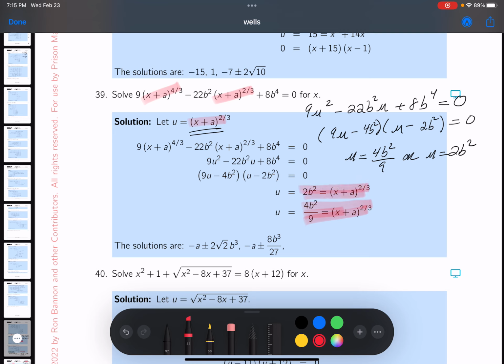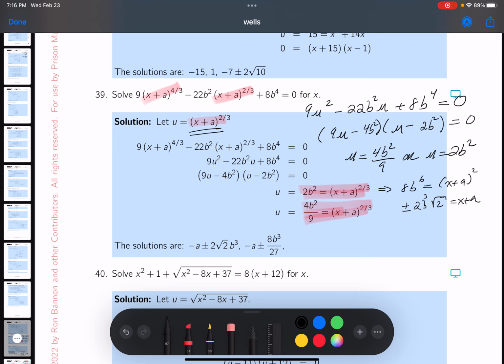Now, to do these things over here, I want to be honest with you, it's really not that bad to do. And what I do is I cube both sides. You would get 8b^6, and that equals x plus a squared. Then I use the square root rule, and you would get plus or minus. Well, the square root of 8 is 2 root 2. And b^6, again, this is conditional, by the way, would be b cubed. And that equals x plus a.